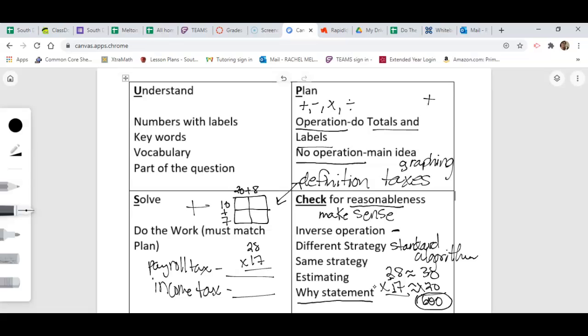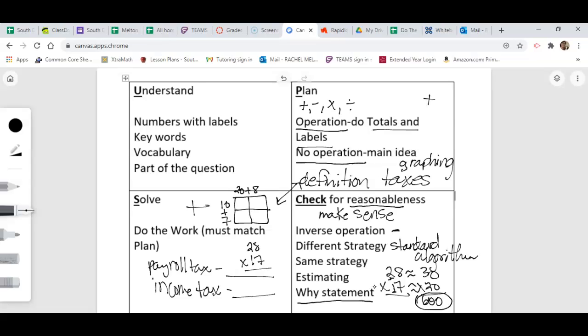Now this is a lot for if you have a no operation question, for instance, if you're doing definition of taxes, a why statement is basically, I chose A because blank. And it has to be a thought-provoking sentence. It's not just, I chose B because it was the best answer. Or I chose B because I like that answer. That's not telling me what they were thinking. And so I teach them, your why statement always has to tell me what you're thinking.